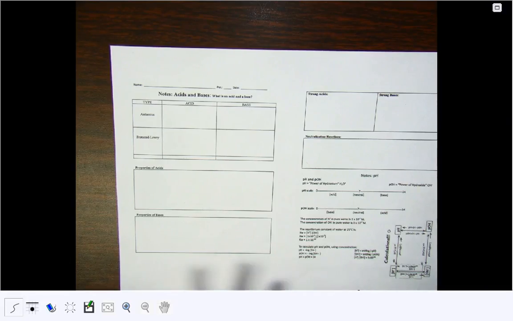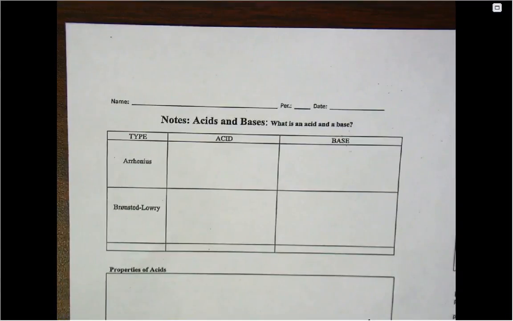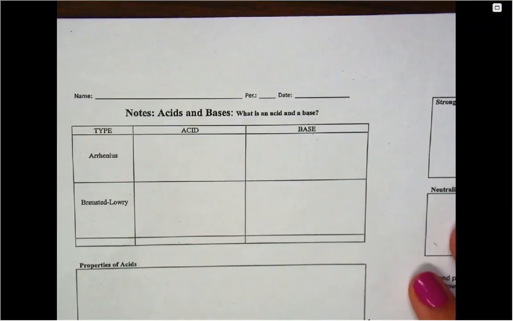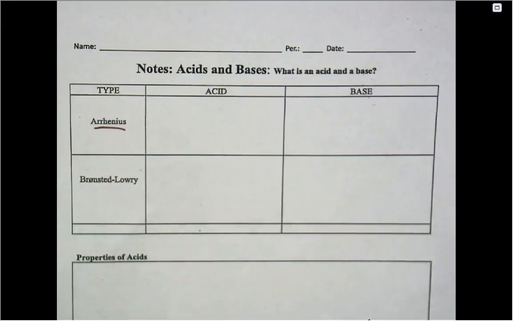So, looking here with our acids and bases. First, we're going to start with what is an acid and a base, and there are different definitions for this. The first one is the most common one, and that is the Arrhenius definition. If you say Arrhenius, it's fine. I know what you mean.